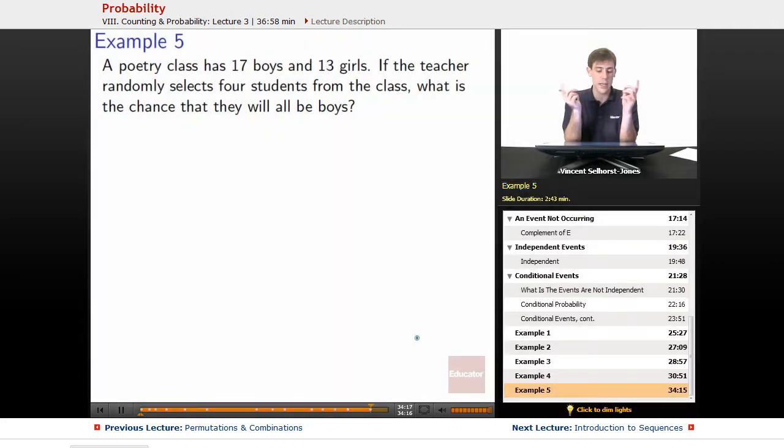...has 17 boys and 13 girls. If the teacher randomly selects 4 students from the class, what is the chance that they will all be boys? So this is the idea of conditional probability.